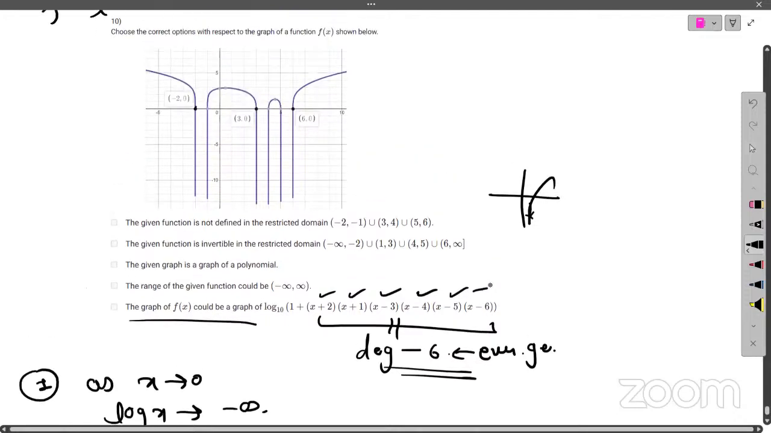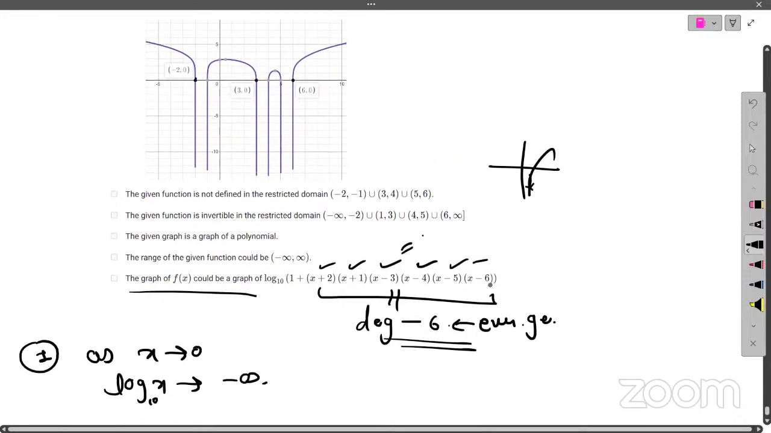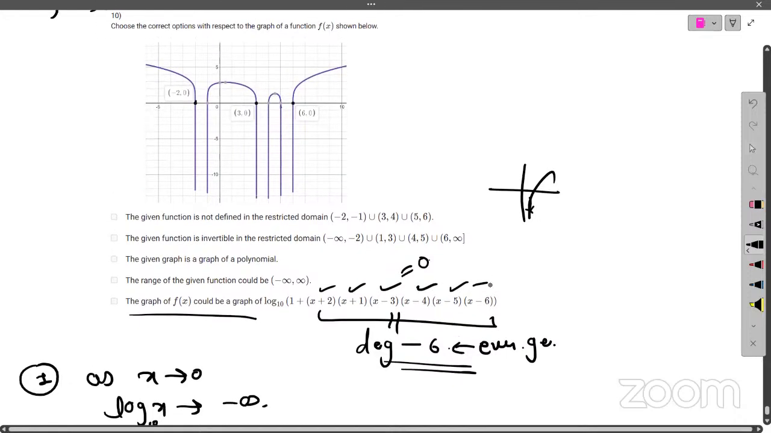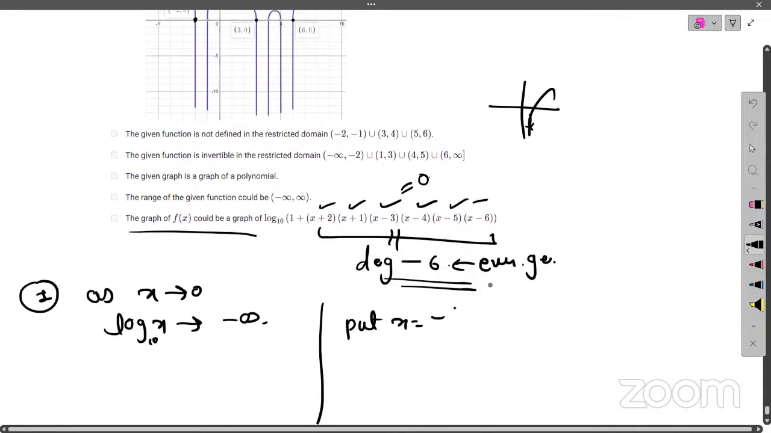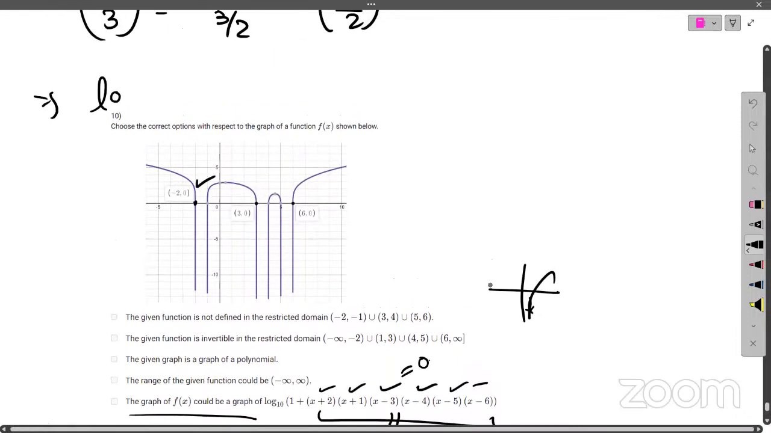Yeah, so if you substitute x equals minus 2, this factor will become 0 and we'll get log 1, which is also equal to 0. So that means the graph intersects this point. So that's correct information. Here also, if you put x equals minus 2, this whole function, log base 10 of whatever this is, will become 0, right? So that means this point is correct.